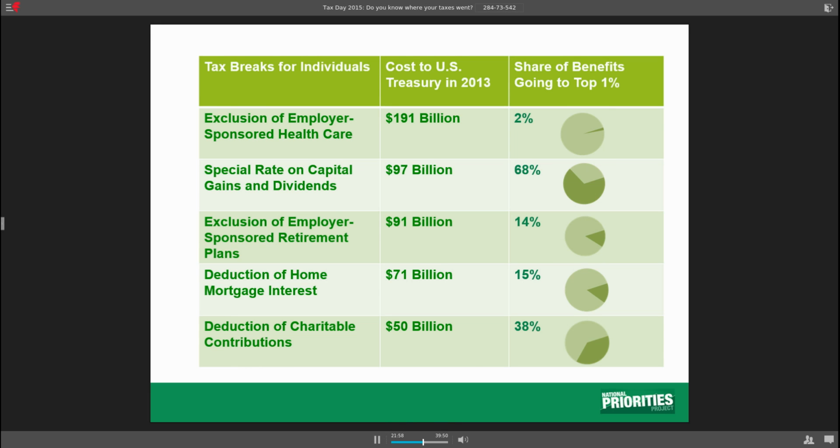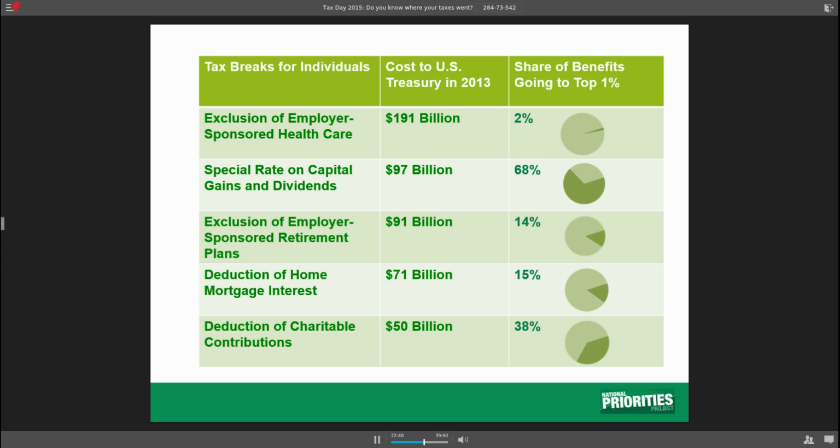Now you should be seeing the slide that shows the top five of the top tax breaks for individuals. And as I was saying, you would see here the 5 tax breaks themselves, the cost to the US Treasury, and how much of that tax break goes to the top 1% of earners in the United States. So the biggest tax break that goes to individuals is the exclusion of employer-sponsored healthcare. And we say that goes to individuals, but what it does is it lets employers not pay taxes on their portion of their employees' health insurance.